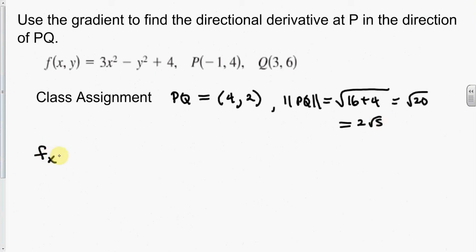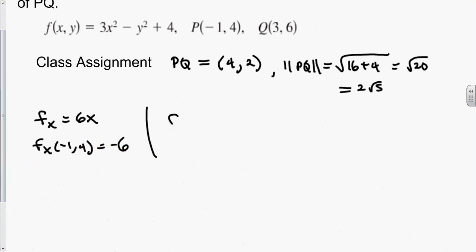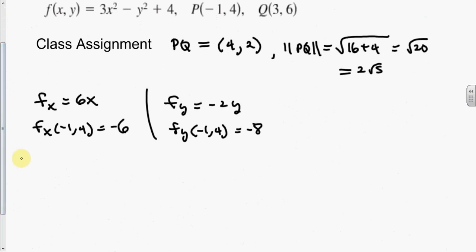The partial of f with respect to x is 6x. We find this at the point negative 1 comma 4. We get negative 6. Partial of f with respect to y is negative 2y. We find this partial at the point negative 1 comma 4. Get negative 8. Is everybody happy so far?